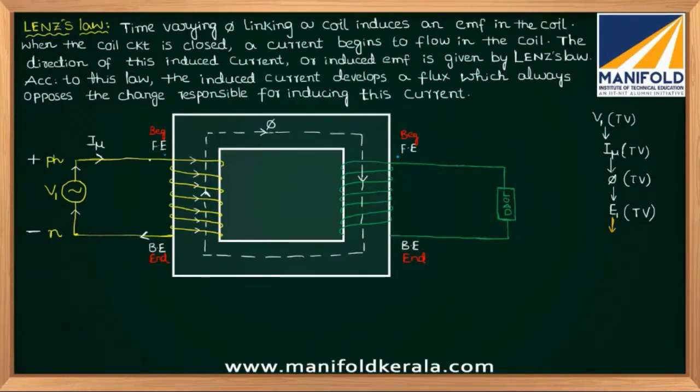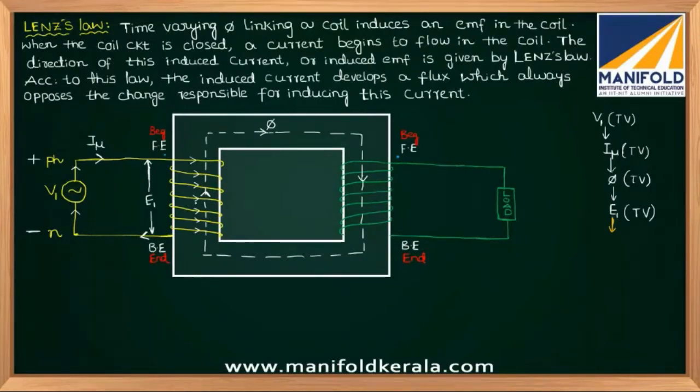Yes, this is what I can say EMF induced here. Across this primary winding, EMF E1 is induced. That is simply I just show like this. Okay. Is it clear? This E1? Okay. Because of this E1, tell me, you will get current or not?